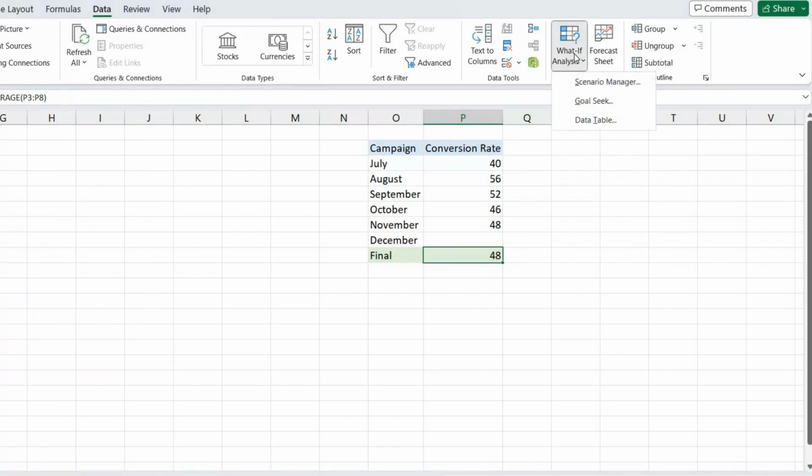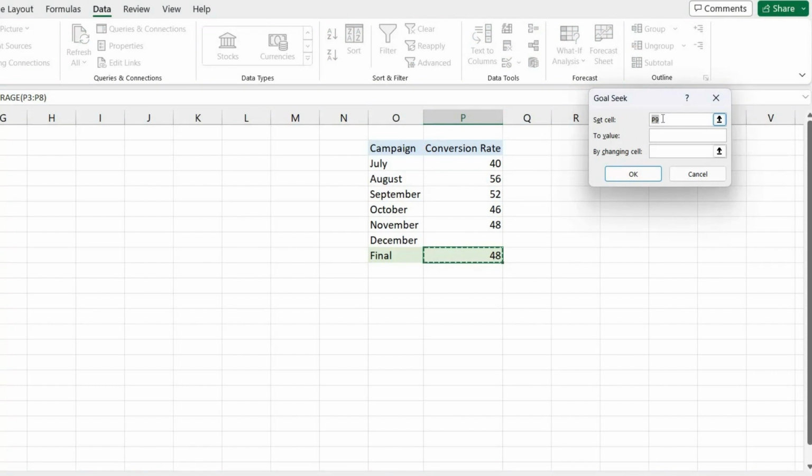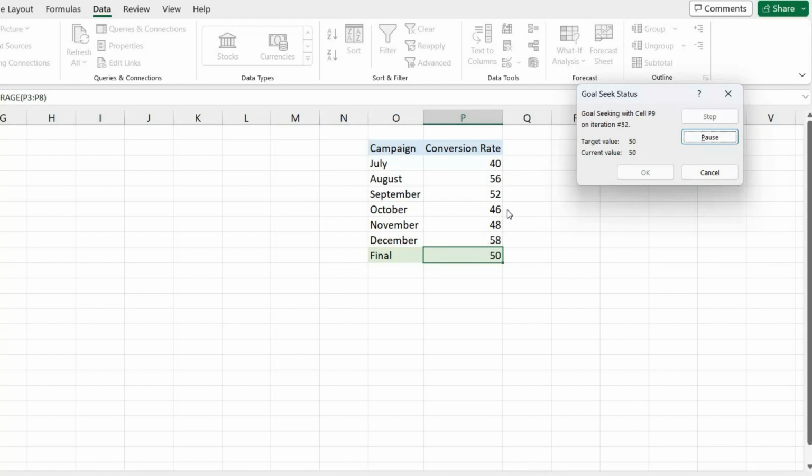So we'll go up to what-if analysis, click on goal seek. Set cell should be the one that you have. We want this value to be 50 because that's the mark that we want to reach. And then by changing cell P8, we are going to be able to determine what we need in order to reach 50.